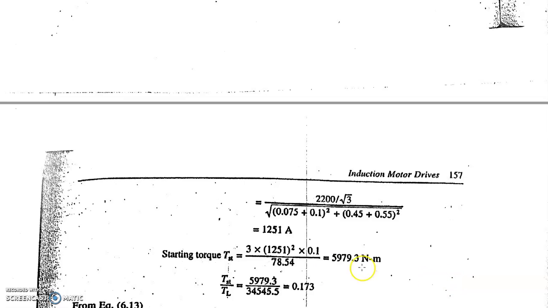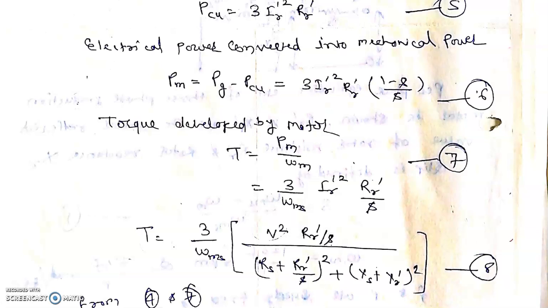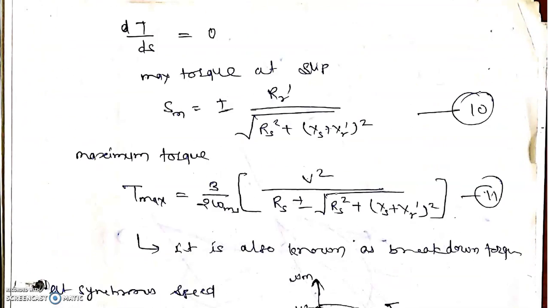So the ratio of starting torque upon full load torque we can calculate here. This is the starting torque, and the full load torque we have already calculated before, in part 1. And similarly, the maximum torque, the formula for the maximum torque, which we studied when we discussed the equations for the induction motor drive.